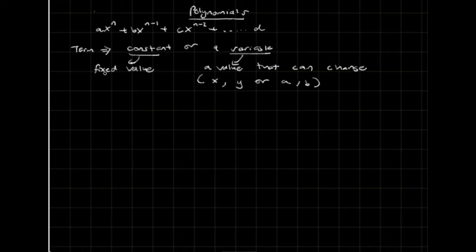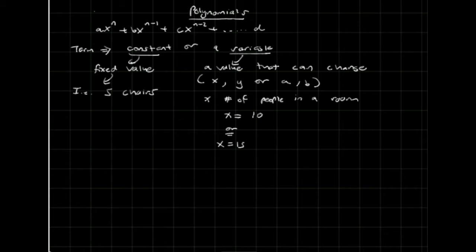Okay, so an example of a constant, a fixed value, is like if I had 5 chairs. Okay, and there's always going to be a fixed value of 5 chairs. But a variable is going to be a value that can constantly change. So we could say we have x number of people in a room. So that means that at any point in time, x can be equal to, let's say 10 people in a room, or x can be 15 people in a room, right? That can change depending on what time it is, right? Maybe early on there's like 10 people, but then more people start coming in, and now there's 15 people. Okay, so x is a variable, it can change.